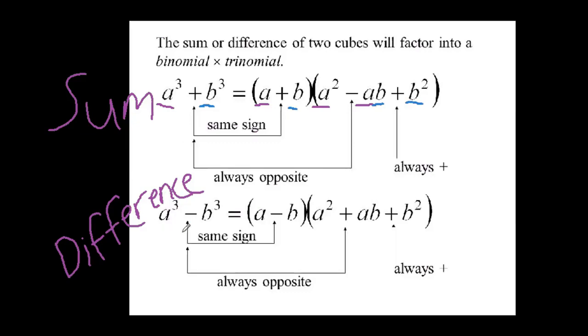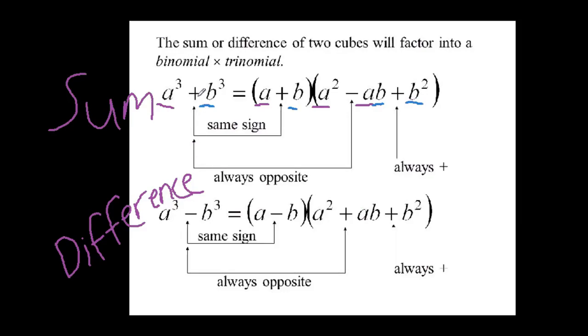The difference formula is very, very similar. All the A's and B's are in the same place as the formula above. The only difference is the signs. Here we have the same sign at the first position. Same thing for the difference formula. Plus plus, minus minus. Then we have always opposite.